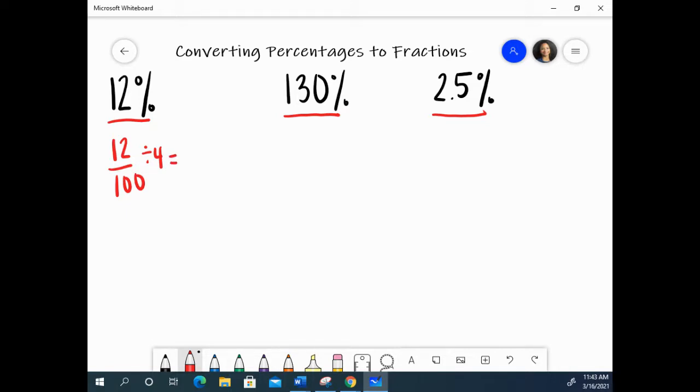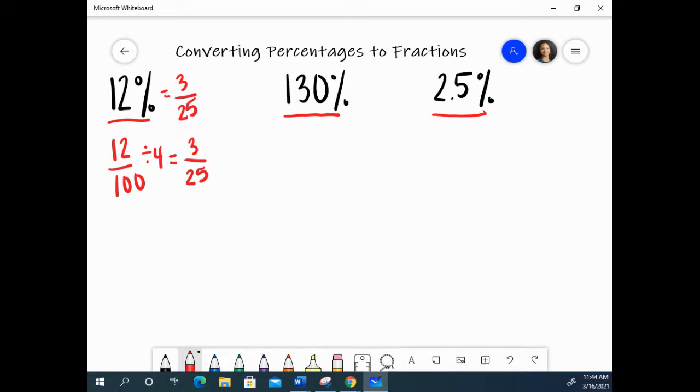4 can go into 12 3 times. And 4 can go into 100 25 times. Think about 4 quarters, which are 25 cents, make $1. So for 12%, converted as a fraction, that would be 3/25.